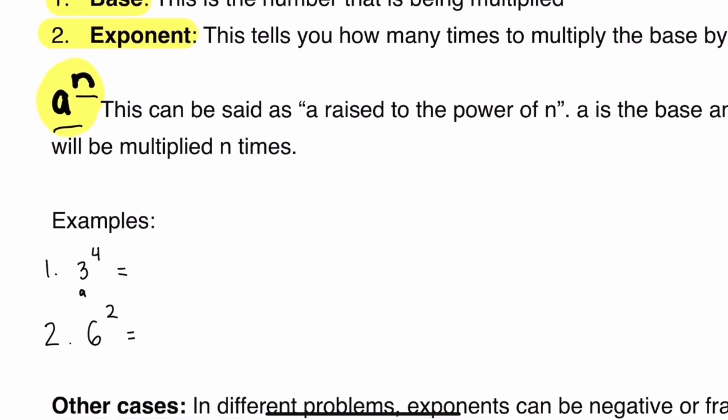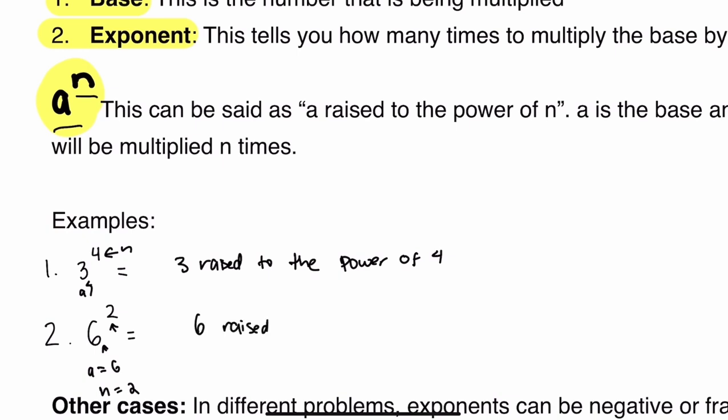Our a in this case is going to be 3, and our n is going to be 4. So this can be said as 3 raised to the power of 4. Now for our second one, our a is going to be 6, and our n is going to be 2. So this can be said as 6 raised to the power of 2.